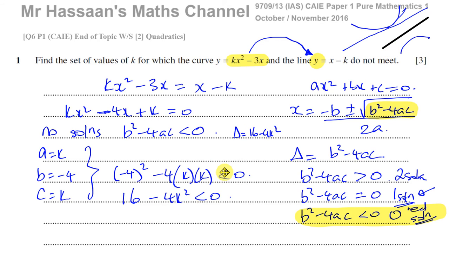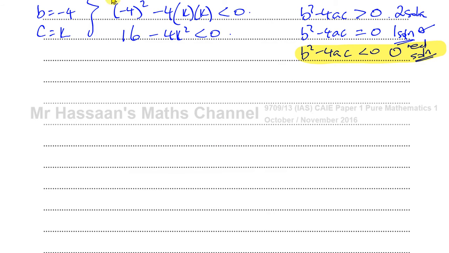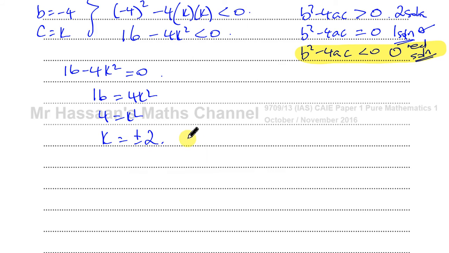So now we have to solve this inequality. To solve a quadratic inequality, first we have to find the critical values. We have to find where it equals 0. So we take 16 minus 4k squared and make it equal to 0, and solve this equation. You can simply do 16 is equal to 4k squared and then divide both sides by 4, so you have 4 equals k squared. So k is equal to plus or minus 2. So that's where this discriminant hits the k-axis.